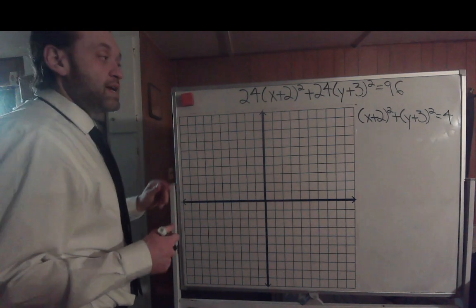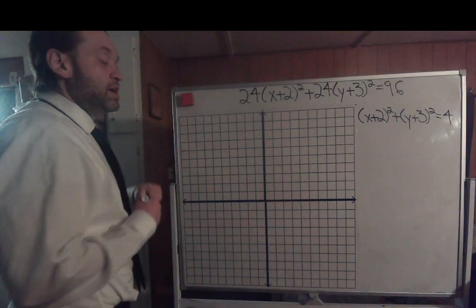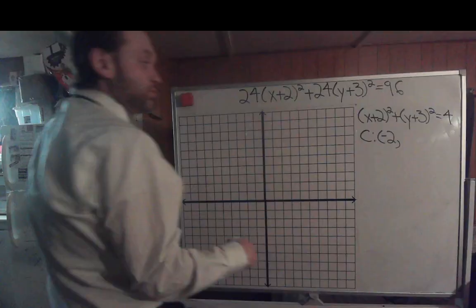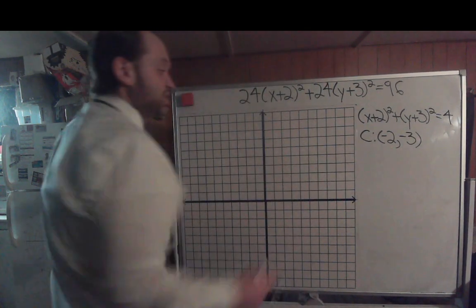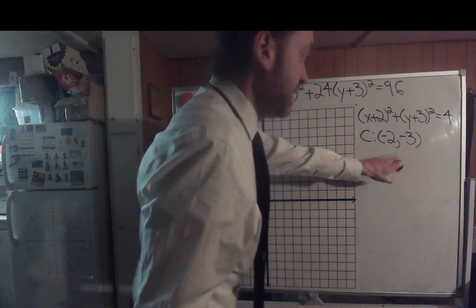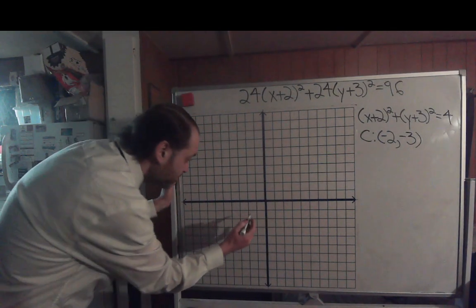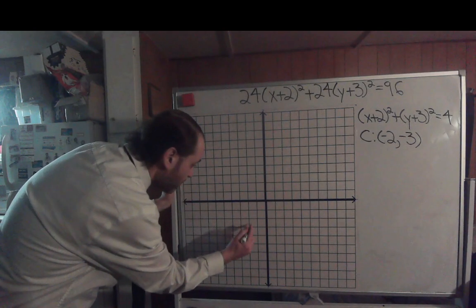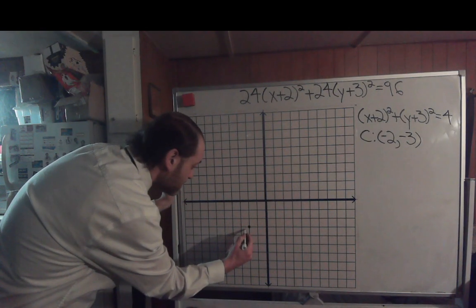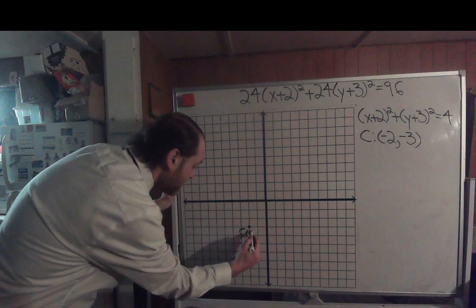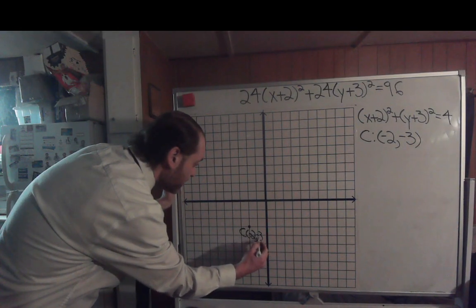Now let's go ahead and identify the center. Set your x plus 2 equal to 0. The x-coordinate would be negative 2. Set your y plus 3 equal to 0. Your y-coordinate is negative 3. So the center will be located at the point (negative 2, negative 3), which would be right here. So here's your center at negative 2, negative 3.